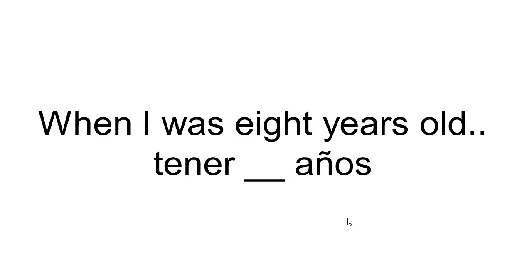The other example was being a certain age. When I was 8 years old, we use tener años for age. For example, if I want to say I am 8 years old, I say yo tengo 8 años. But if you want to talk about that period of your life when you were 8 years old, you have to put the verb in the imperfect. Cuando tenía 8 años.